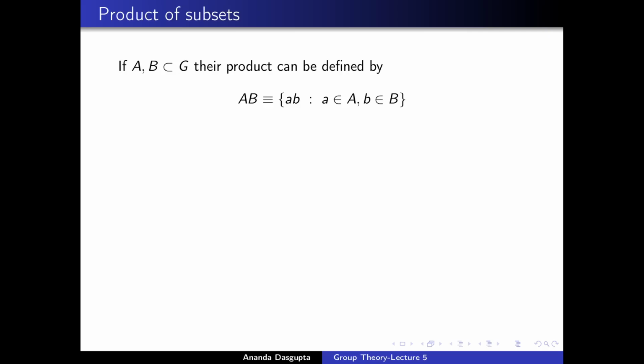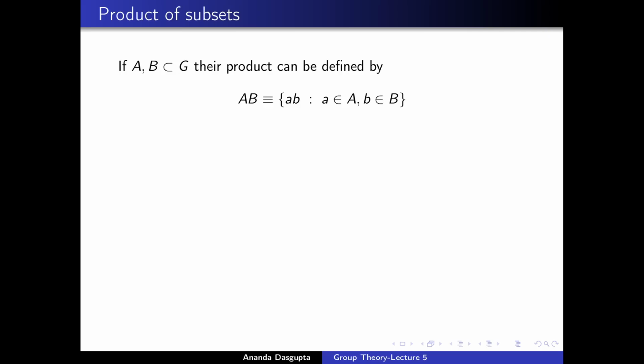Now, if A and B are subsets of capital G, you can easily define their product by doing the obvious thing. Capital A times capital B is defined to be the set of all elements small ab, where small a belongs to capital A and small b belongs to capital B. That's the only natural definition that you can really give to the product of two subsets.